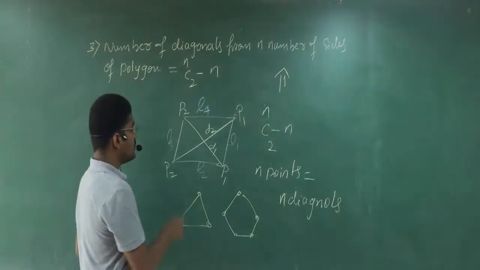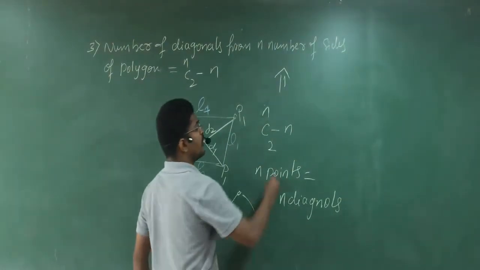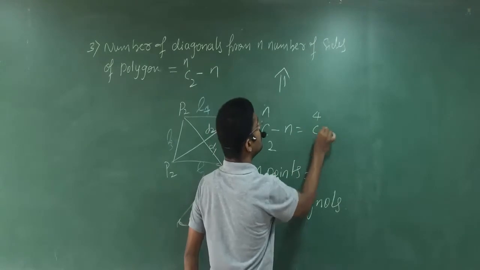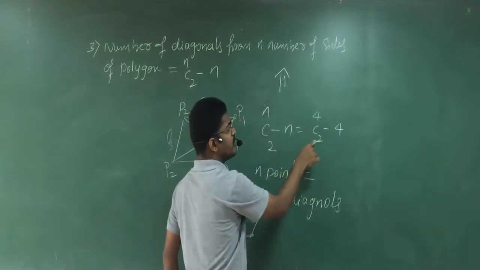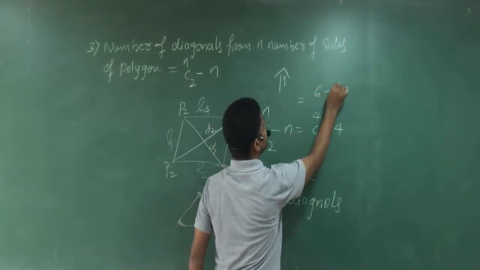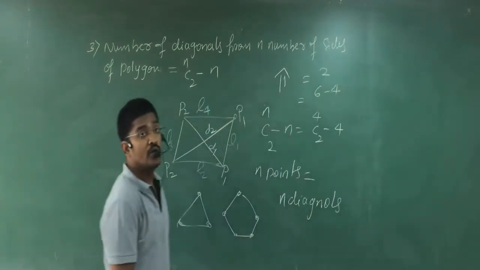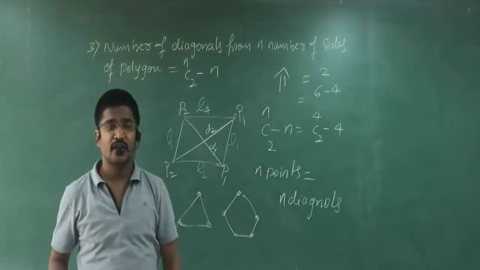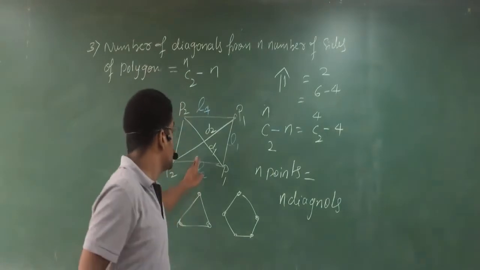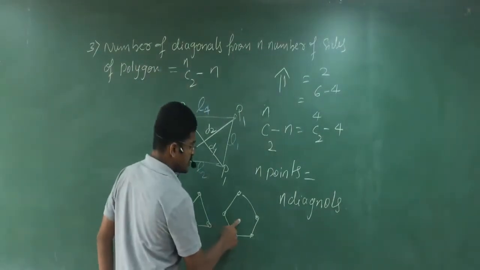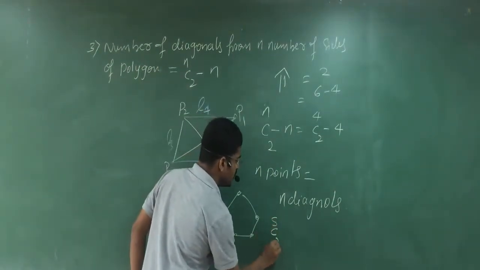See here, you have 4 sides or 4 points, that is equal to 4C2 minus 4. 4C2 is 6, minus 4, that is equal to 2. So here you can draw 2 diagonals. Clear? So here you can draw 2 diagonals. For this, see, 5C2 minus 5.